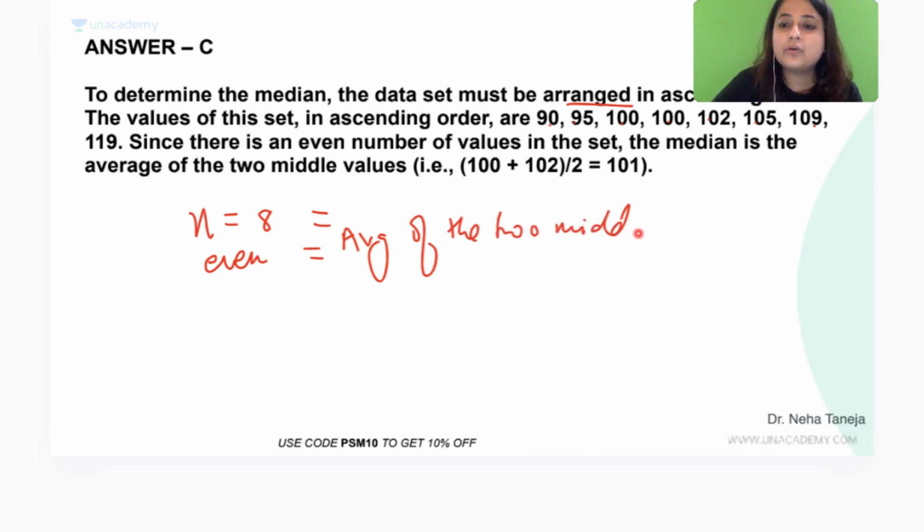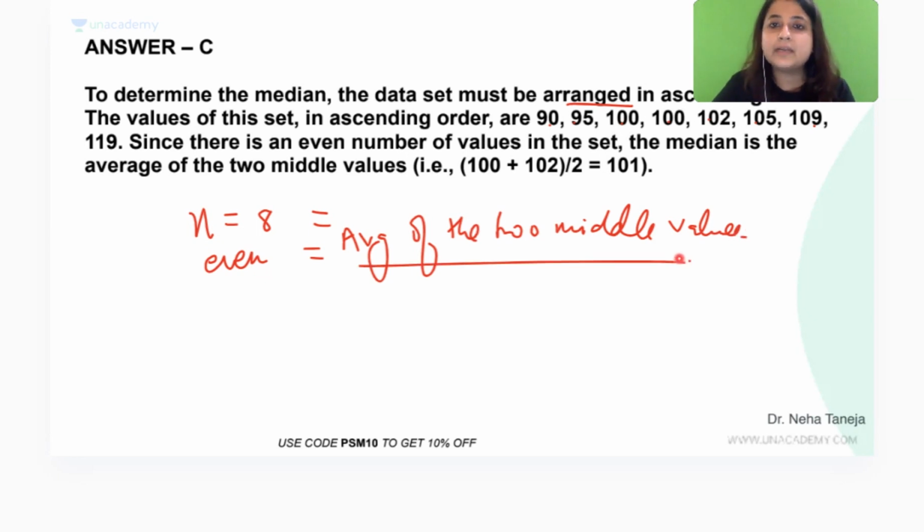Simple. Prachi, don't go by the complex formula here. Just remember it's the average of the two middle values. So over here, which are your two middle values? 100 and 102. Why? 90, 95 and 100 are below, and 102, 105, 109, 119 are above. So the average of the two middle values. Is that okay? All right.